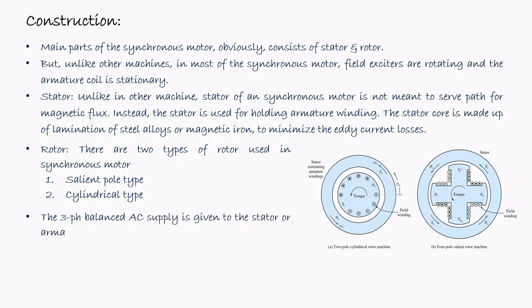The three-phase balanced AC supply is given to the stator or armature winding, and DC supply is given to the rotor or field windings. The cylindrical type or non-salient type rotor is basically used for high-speed applications, whereas salient type rotors are used for low-speed applications. So let's discuss the types of synchronous motor one by one.